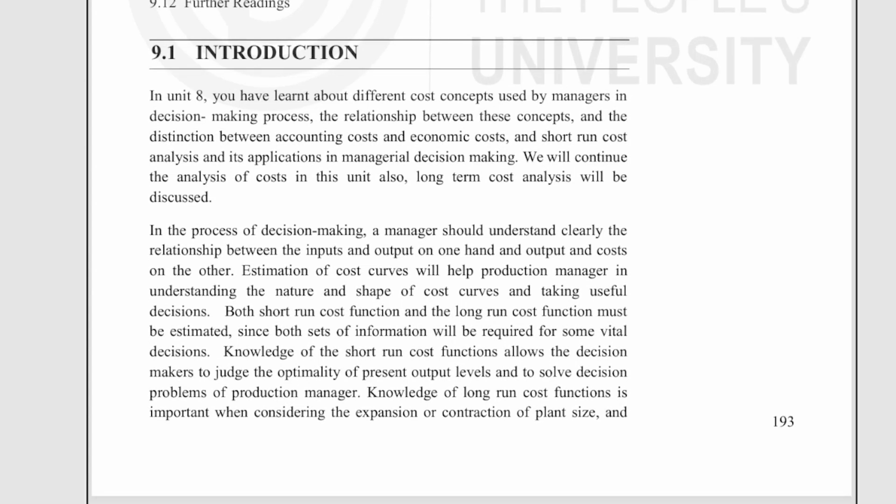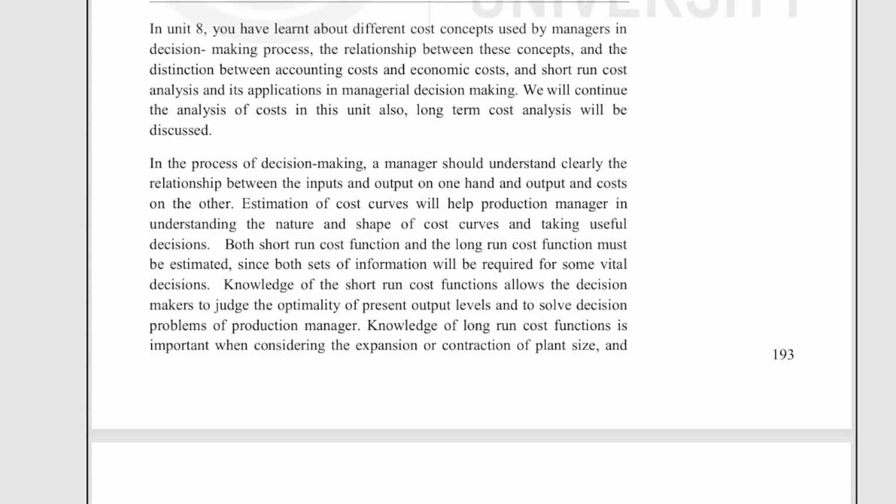In Unit 8, you have learned about different cost concepts used by managers in the decision making process, the relationship between these concepts, the distinction between accounting cost and economic cost, and short run cost analysis and its application in managerial decision making. We will continue the analysis of cost in this unit also. So long term cost analysis will be discussed.